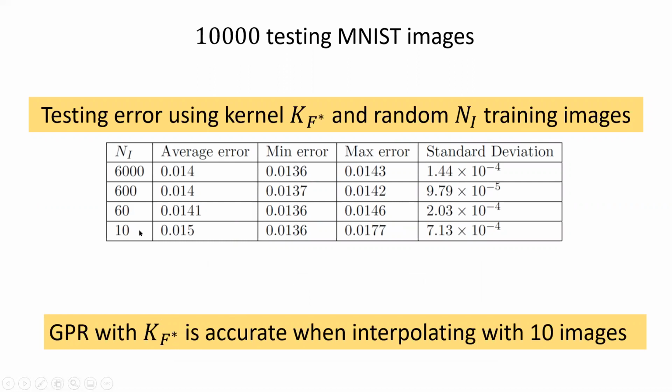Also, we observe that when interpolating with this learned kernel from kernel flows, if we train our data with only 10 points, meaning 1 point per image class, so it's 1 image of a 0, 1 image of a 1, 1 image of a 2, and so on, we have an average error rate that is actually comparable to interpolating with 6,000 random MNIST images.